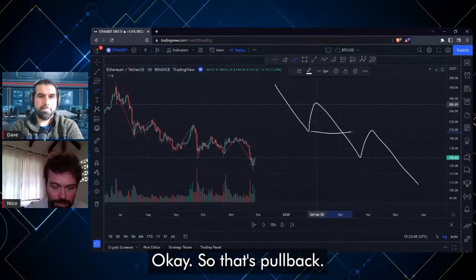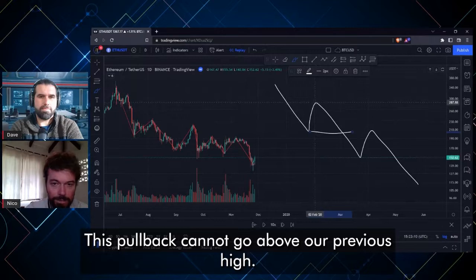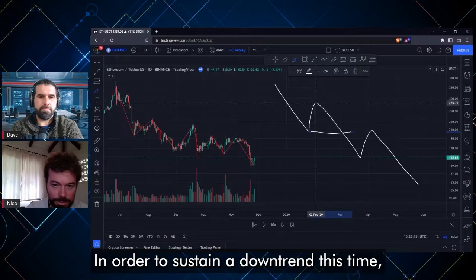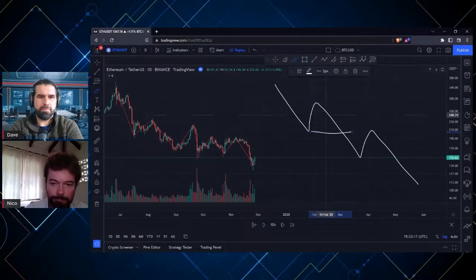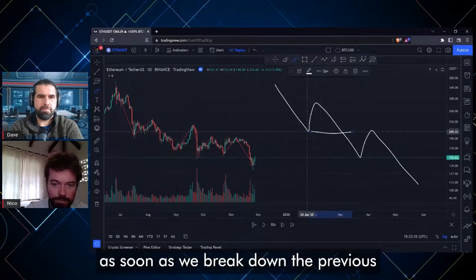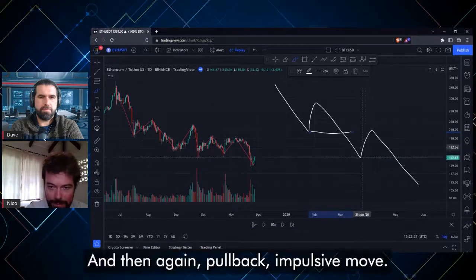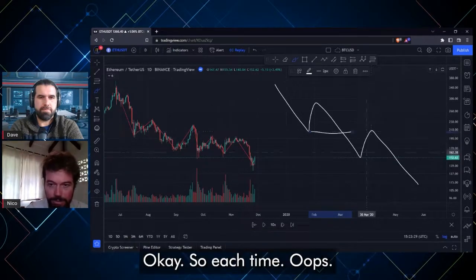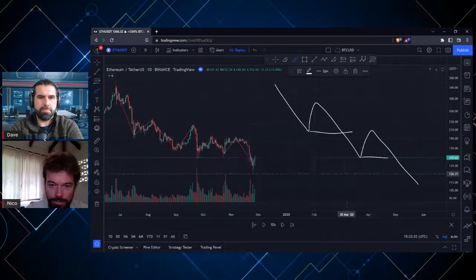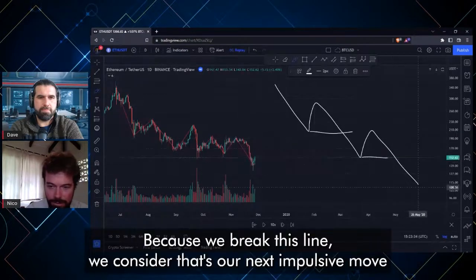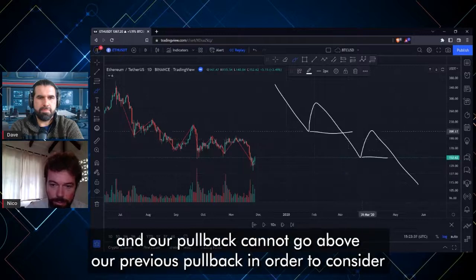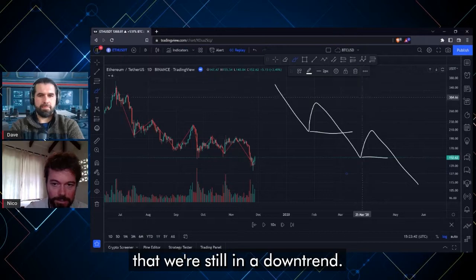Then the pullback cannot go above our previous high, in order to stay in the downtrend this time. As soon as we break down the previous low, lower low, that's our next impulsive move. And then again, pullback, impulsive move. So each time we break this line, we consider that's our next impulsive move, and our pullback cannot go above our previous pullback in order to consider that we're still in a downtrend.